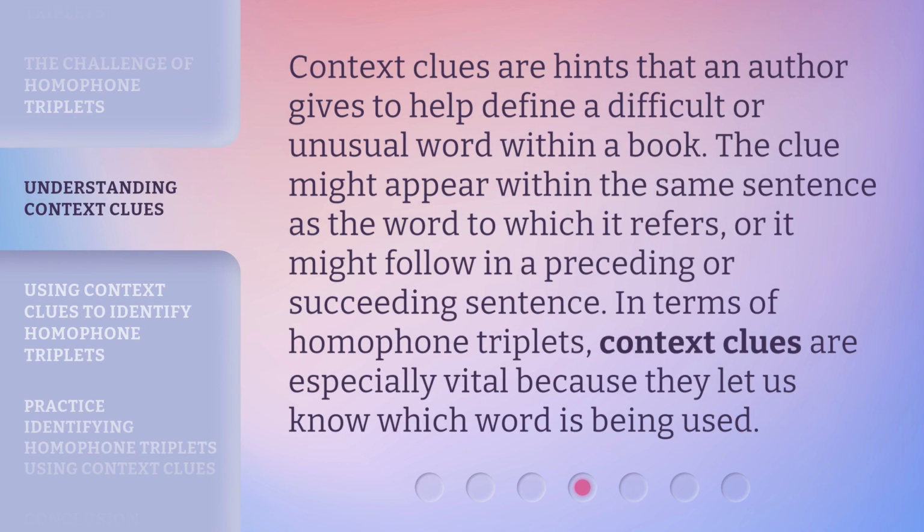Context clues are hints that an author gives to help define a difficult or unusual word within a book. The clue might appear within the same sentence as the word to which it refers, or it might follow in a preceding or succeeding sentence. In terms of homophone triplets, context clues are especially vital because they let us know which word is being used.